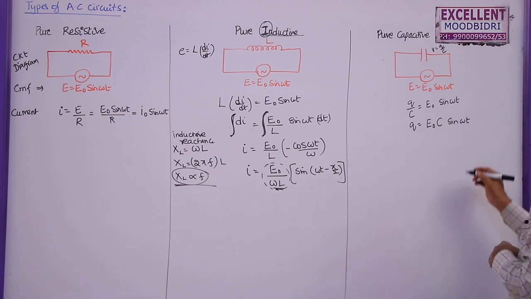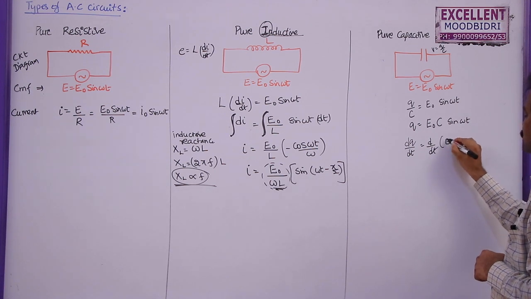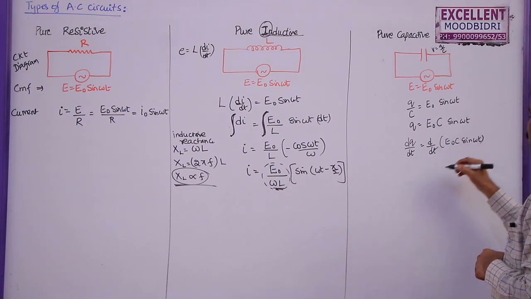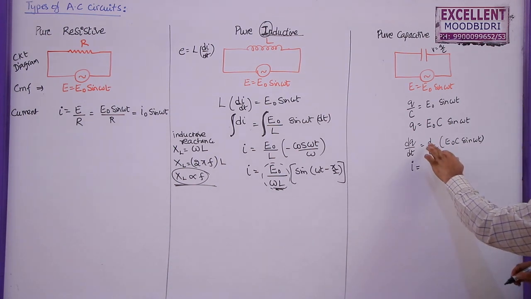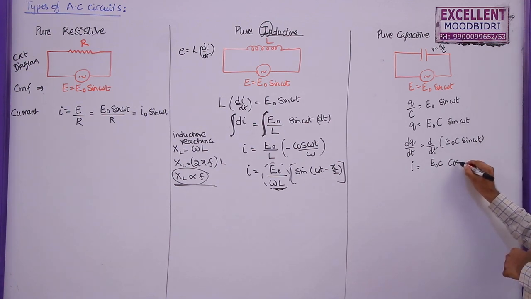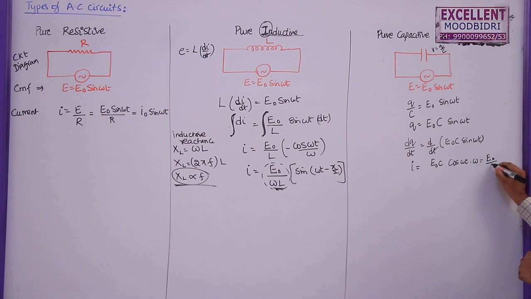Now by differentiating this, we can write dq by dt on both sides, the derivative with respect to time. So dq by dt is equal to I. This is E naught C, and the derivative of sin theta is cos theta, so cos omega t into omega. This can also be written as E naught C omega, or E naught by 1 by omega C, into cos omega t, which can be written as sin omega t plus pi by 2. So this is the current passing through this pure capacitive circuit.